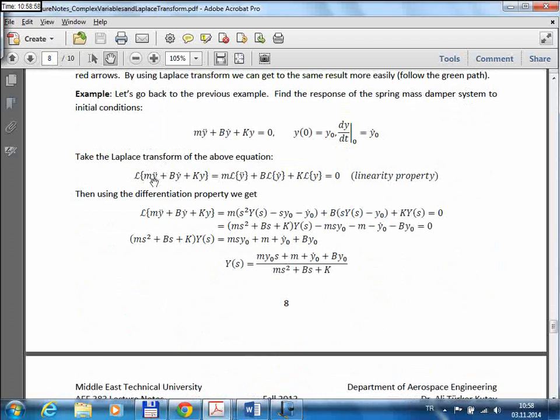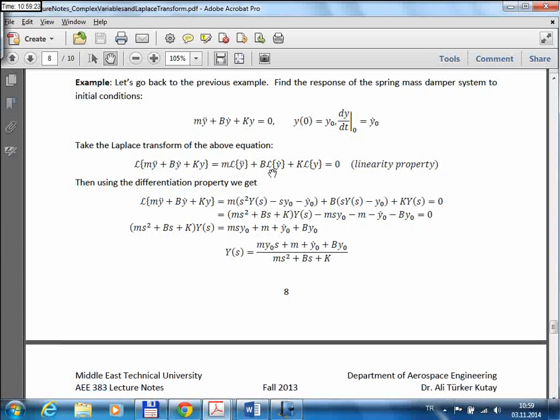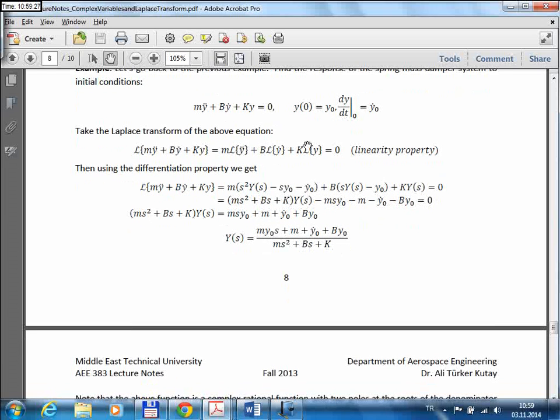So I can separate these three terms, and then once I do that, I can take these constant terms out of the transformation, since they are just constant numbers. And this transformation of this term becomes equal to transformation of these three terms separately. Okay? So I have m times Laplace transformation of second time derivative of y, b times transform of time derivative of y, and then k times transform of y itself.